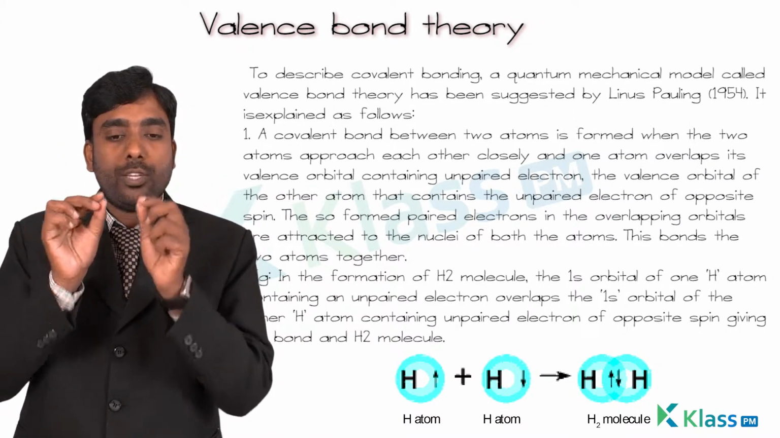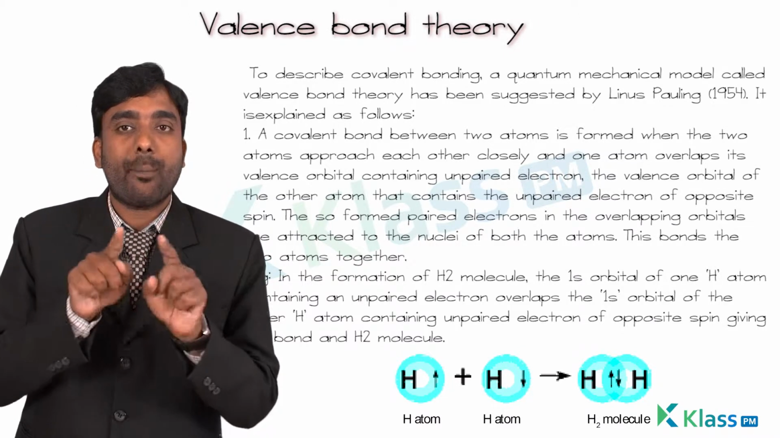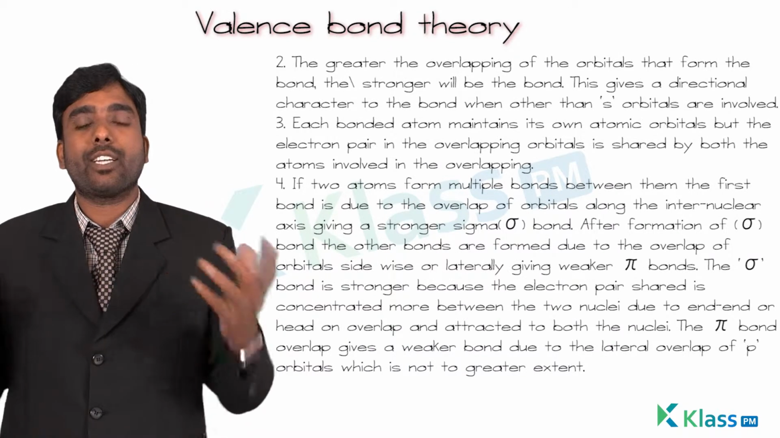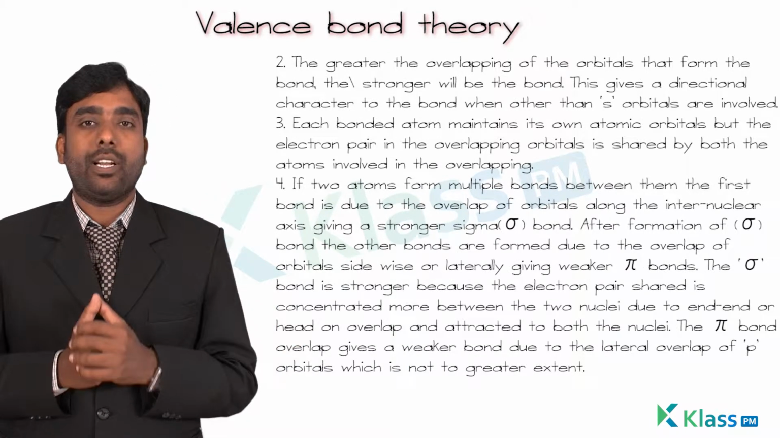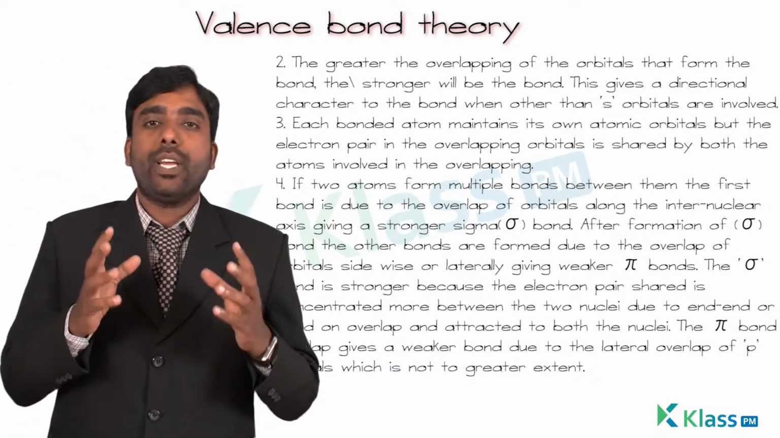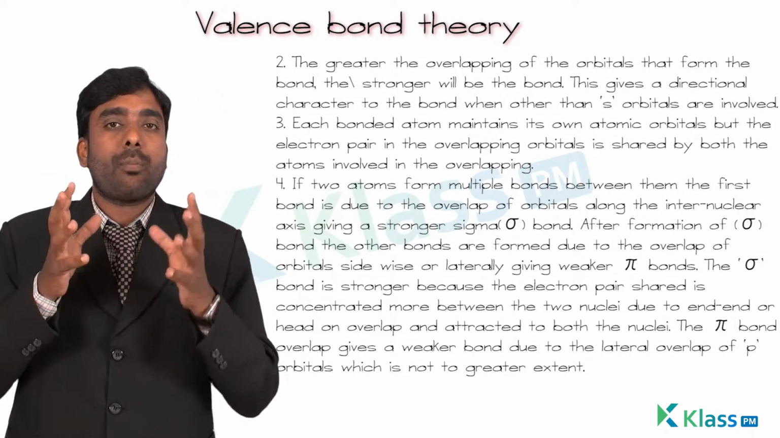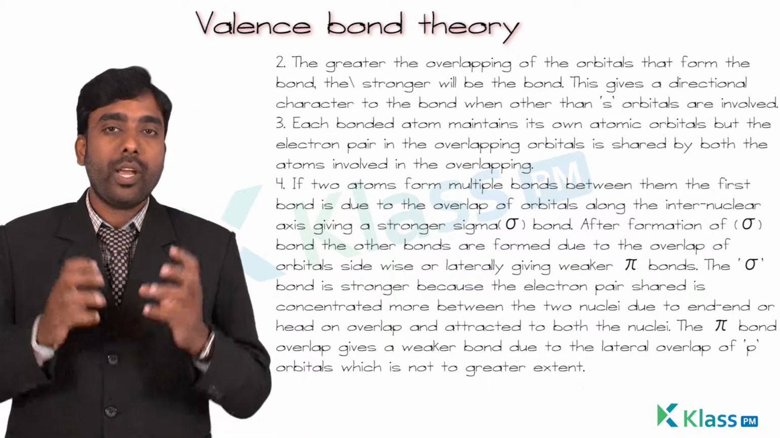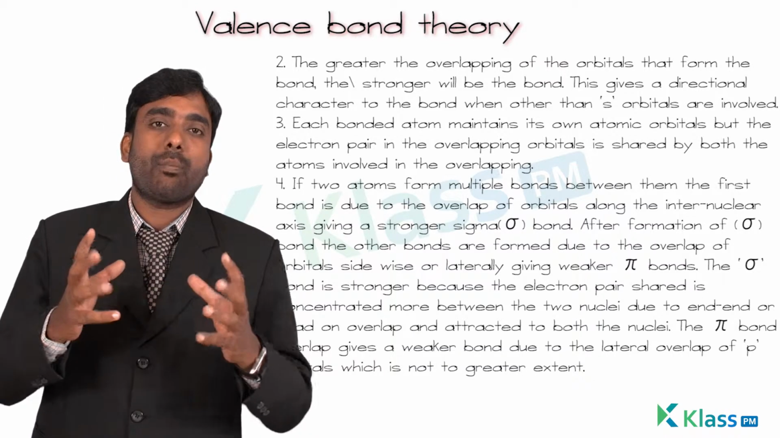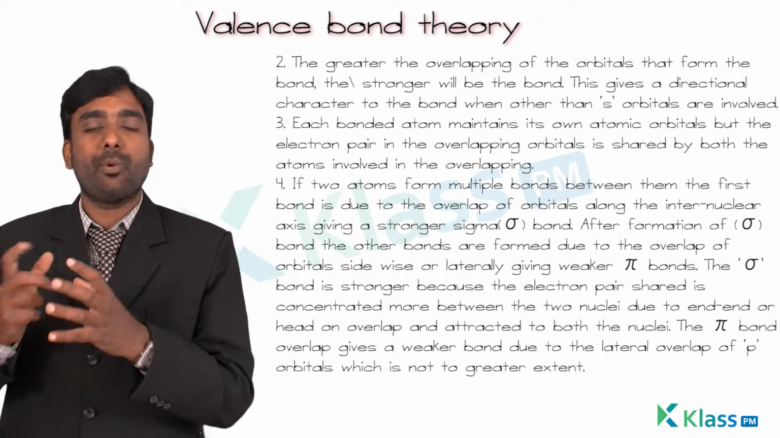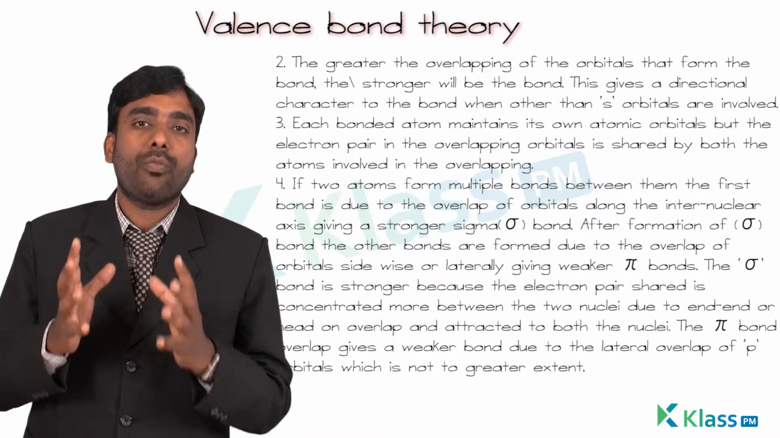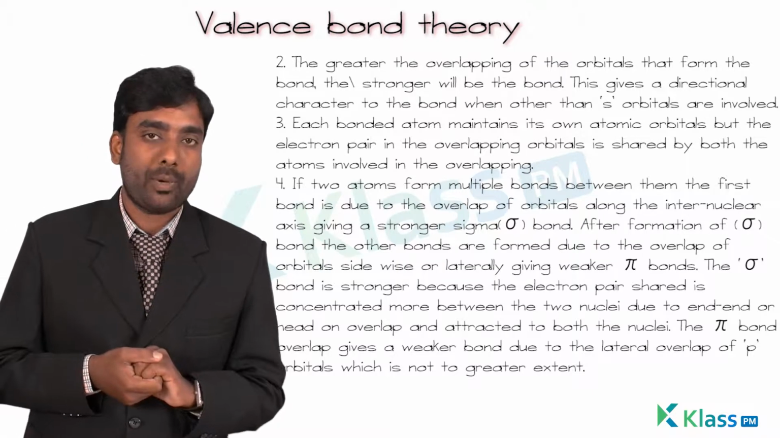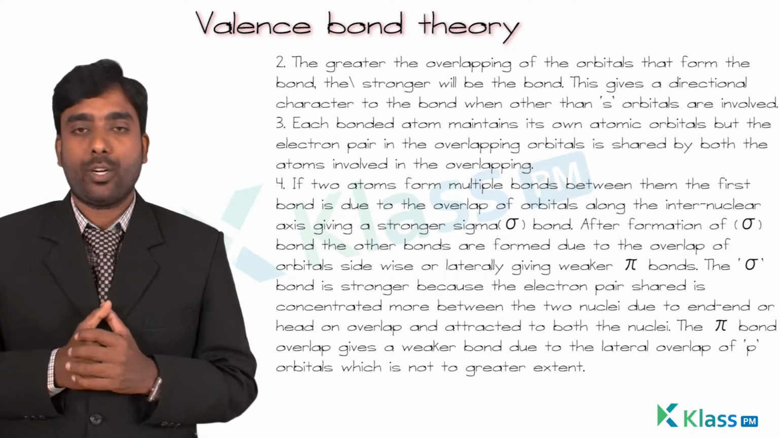So in this, only those valency orbitals which are overlapped are shared between them, and the remaining orbitals belong to their respective atoms. Okay, this is another important factor. If there are multiple bonds between two atoms, how will it happen? Whenever there are multiple bonds like double bonds or triple bonds, the first bond is always formed by end-to-end overlap or head-to-head overlap. It is called end-to-end or head-to-head overlap.